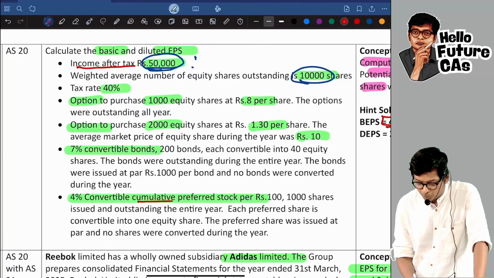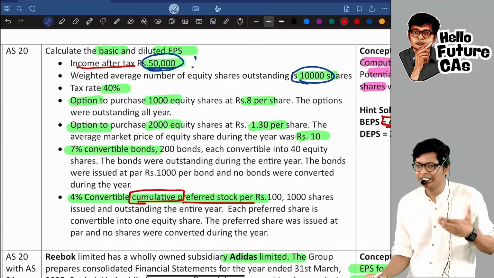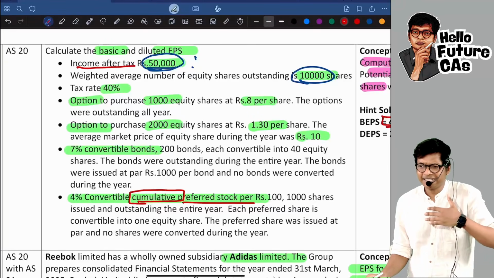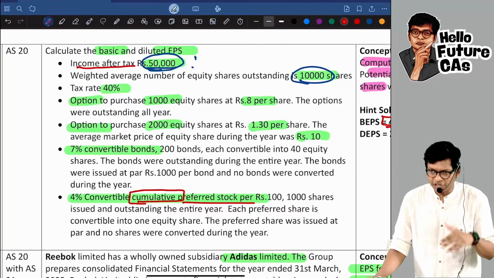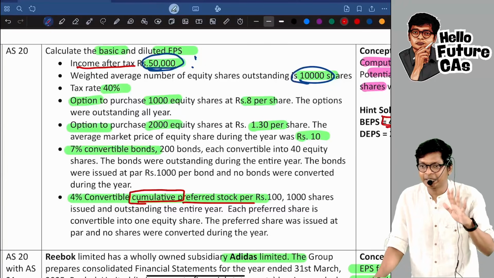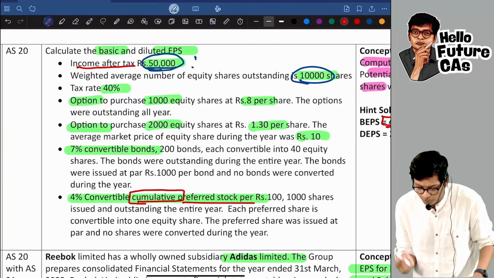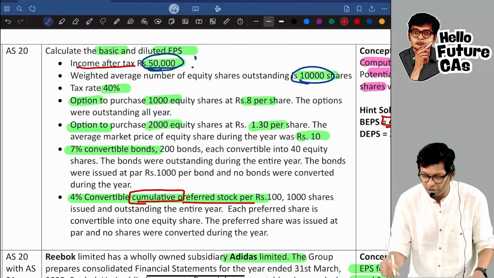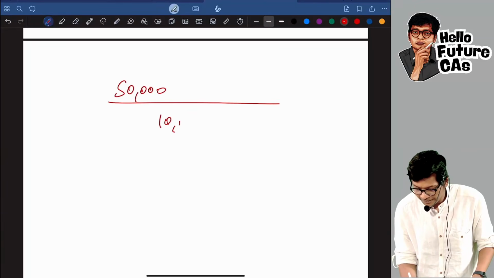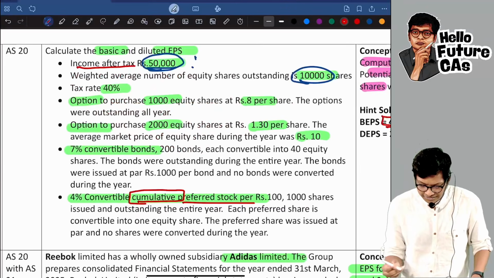Because these are cumulative preference shares. And yesterday I went and researched all the ICAI sums, past exams. Even if the word cumulative is not there, they are somehow reducing it, assuming it to be cumulative for ICAI exams. But in real life, what should you look for? Cumulative. Here cumulative is given. So from 50,000 divided by 10,000, I have to reduce the preference dividend. That is easily computable, guys.